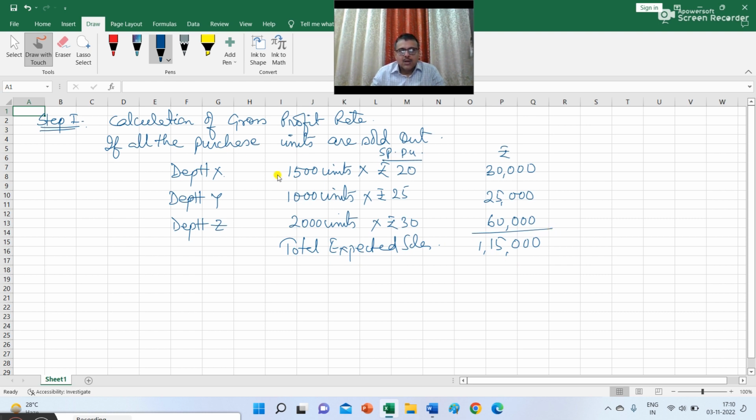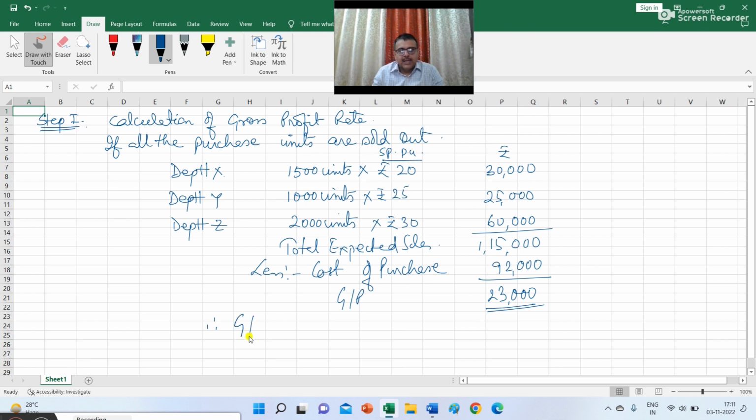And what is the cost of the purchase? Less cost of purchase is given at 92,000. So there will be a gross profit of 23,000. So the assumption in step 1 that if all the purchase units were sold out, then there will be a gross profit of 23,000 for a total sales of 1,15,000.